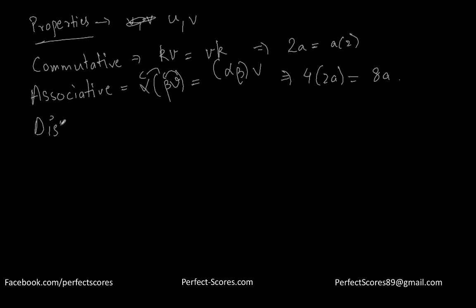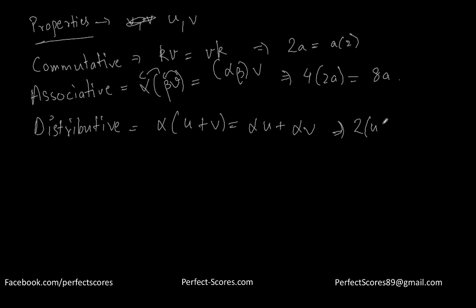Another thing is that the multiplication is distributive. That means I can say that alpha times (u plus v) is actually equal to alpha u plus alpha v. Right? So that means, for example, 2 into (u plus v) would be equal to 2u plus 2v. You can either multiply 2 individually and then add them, or you can just add them together and then multiply by 2. So this is something that you can do.